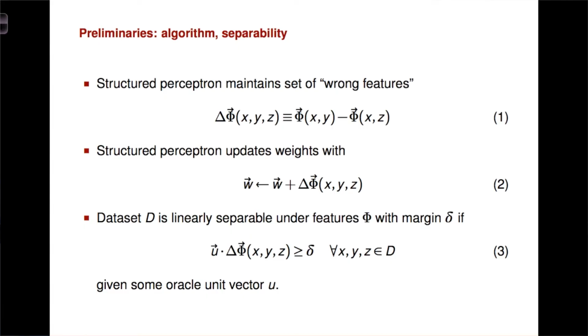The structured perceptron maintains a list of features that it got wrong. These are used to update the weight vector.